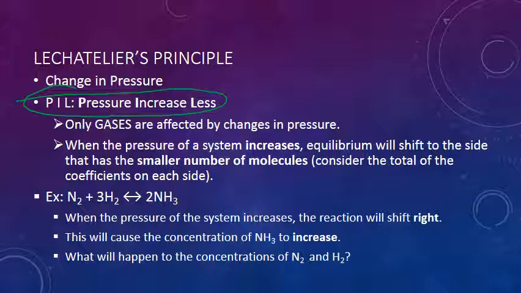If pressure decreases, equilibrium will shift to the side with more molecules. Now here's an example. Let's assume all of these compounds and elements are gases. So when the pressure increases, the reaction will shift right. Why, Aleko? Because there's less moles of gases on the right side. Let's add them up, Nabiha. How many moles are on the left side? Well, you got 1 mole of nitrogen and 3 moles of hydrogen. So you have 4 moles of gas. And how many you got over here? 2.